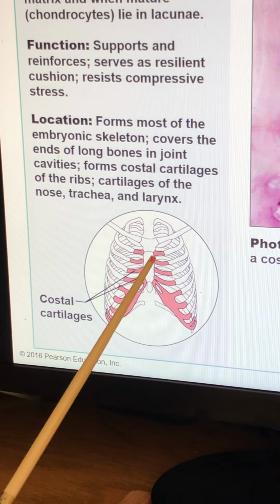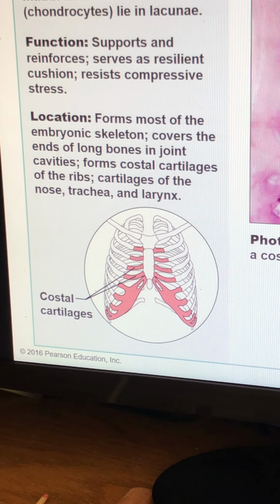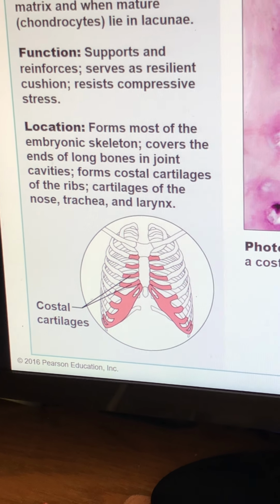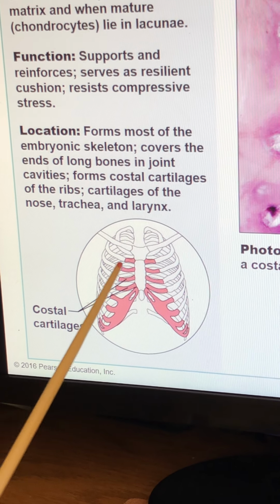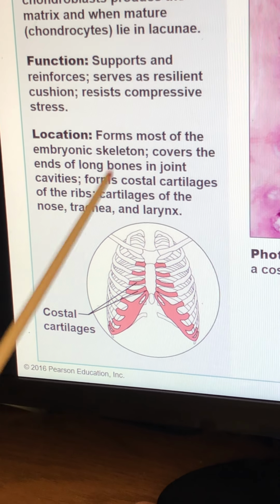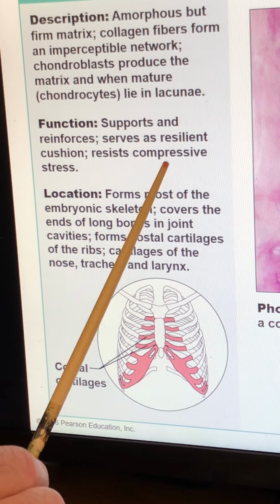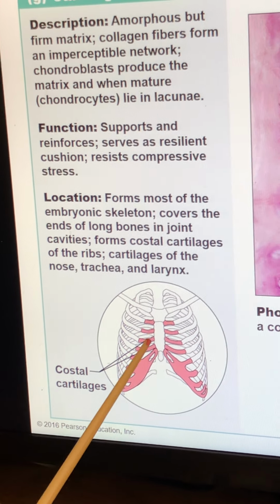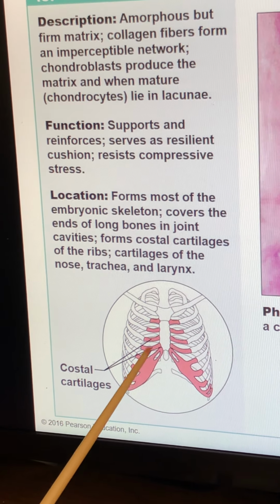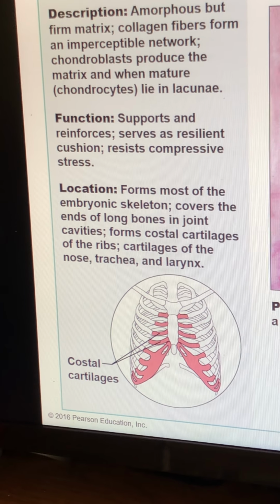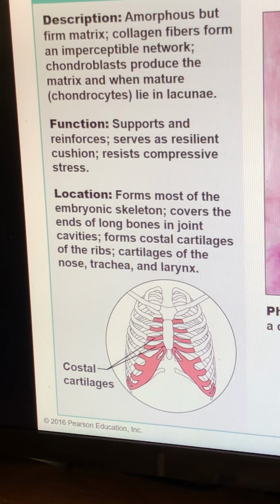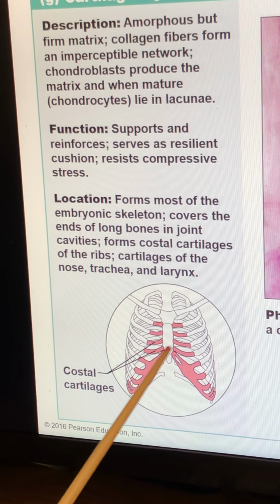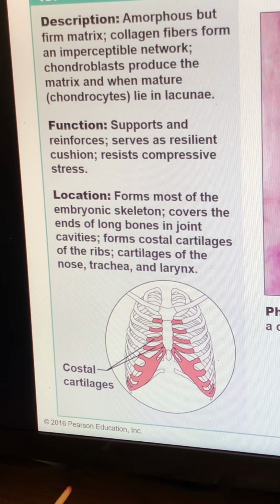And so that's really good, because as you take a breath in, you're going to expand your rib cage, and this is going to have some sort of, as it says here, resiliency to resist compressive stress. So let's just say your heart kind of stopped and you have to do CPR. And for anyone who's ever had to do CPR, you want to push as hard as you can on the sternum here to restart the heart.